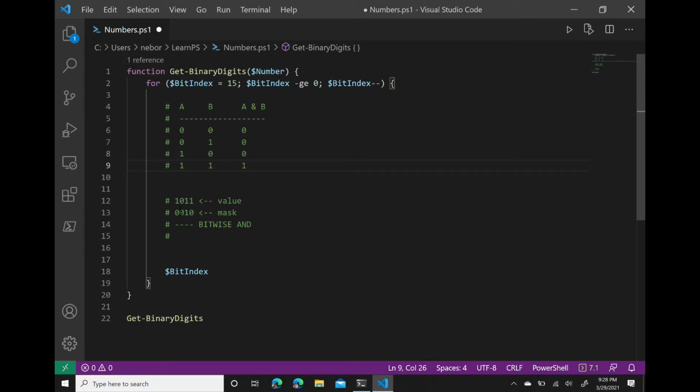Okay, so now let's look at these 2 numbers and look at each column as a separate AND operation. Looking at the first column, the leftmost column, 1 and 0 is going to be 0. And 0 and 0 is going to be 0.